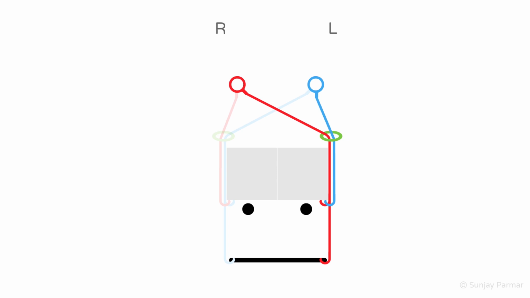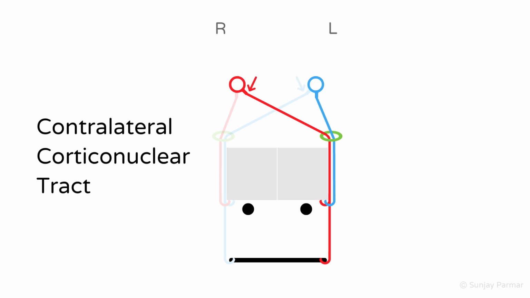When we decide that we want to move our face, the first part of the pathway is activation of the motor cortices. This is represented by the red and blue handles, representing the right and left motor cortex. From the motor cortex, there are upper motor neurons that go to the facial motor nucleus on either side. There are contralateral corticonuclear tracts, which go to the opposite facial motor nucleus, and ipsilateral corticonuclear tracts that go to the same-sided facial motor nucleus.